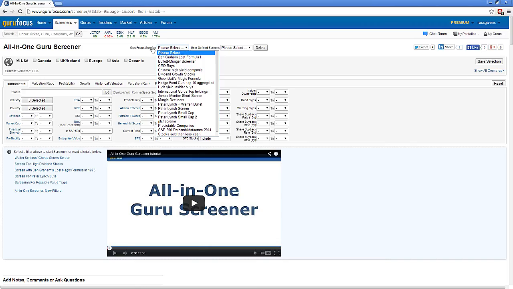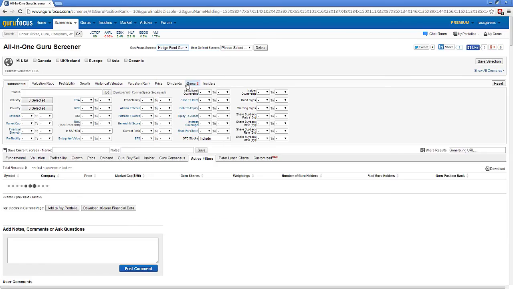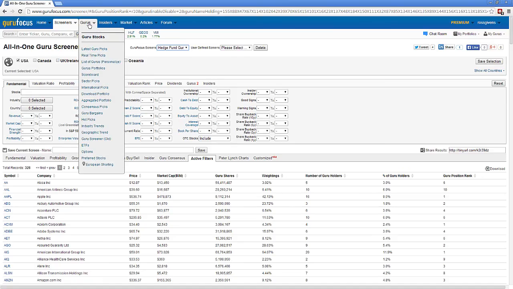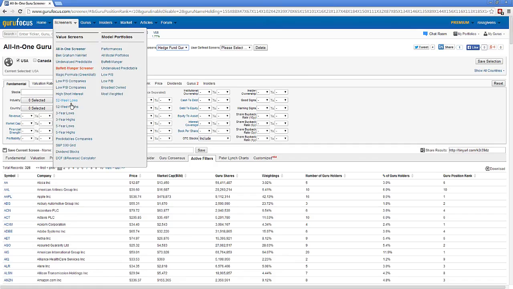You see this in the Guru Screens drop-down. We've got the Ben Graham Lost Formula, the Buffett Munger Screener, and the top 10 aggregated hedge fund screens. What that does is show you the portfolios of the 10 largest hedge funds aggregated together. What are the stocks they are holding the most of? There are 52-week high and low screens, low price to book. Well, let's play with some of these.